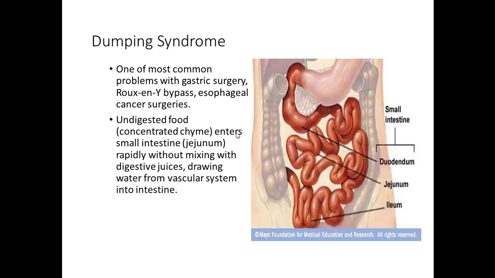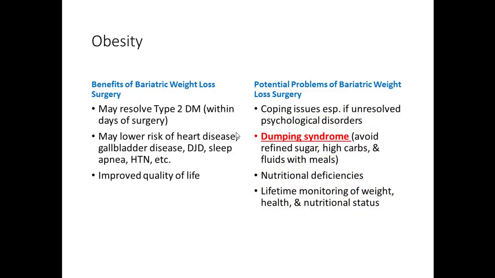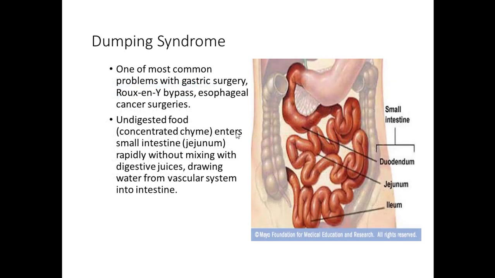So it pulls water from the vascular system because it's hypertonic. Anytime something's hypertonic, it will pull fluid in. So it's pulling fluid from the vascular system, and people might be hypovolemic, and that's what causes the undigested food to speed through the body. So when people have dumping syndrome, they're not absorbing the nutrients. Like we talked about in the slide on nutritional deficiencies, the problems of a bariatric weight loss surgery, this is part of the reason, because it's not sitting where it needs to be long enough, so people aren't absorbing all the nutrients that they need.